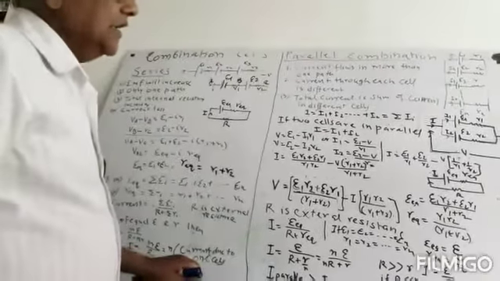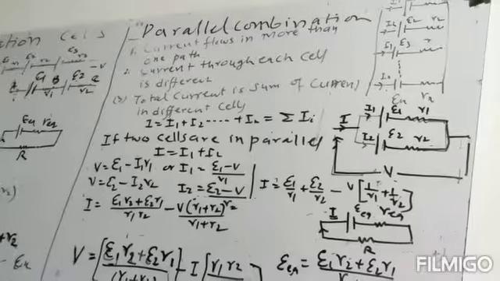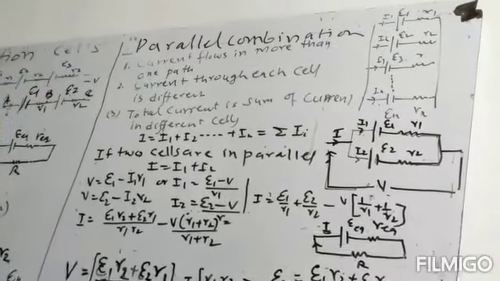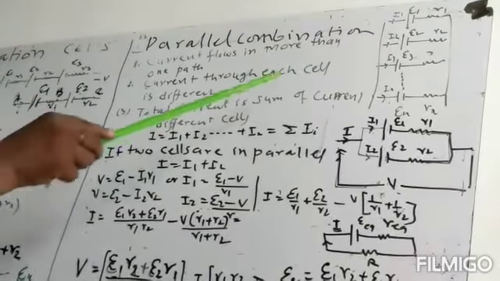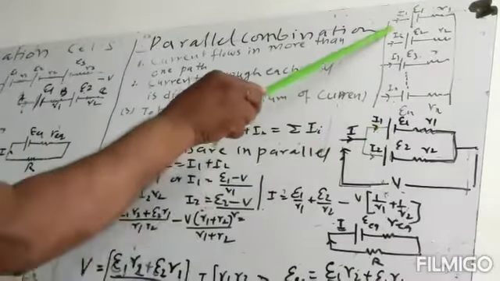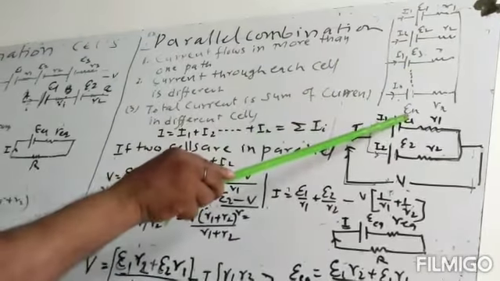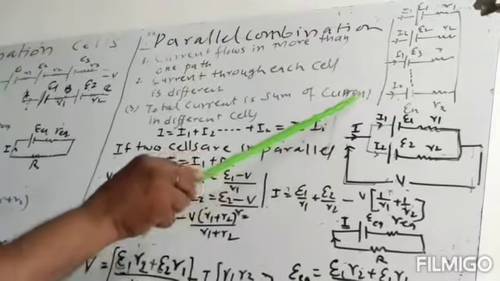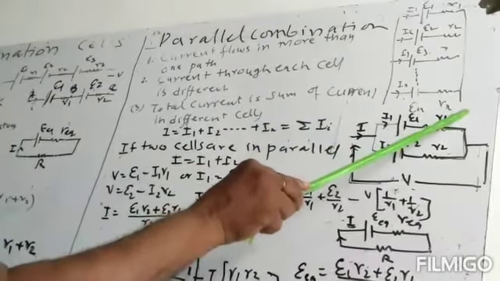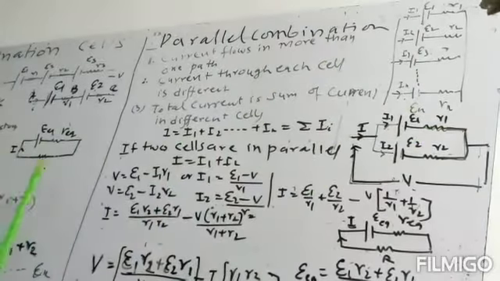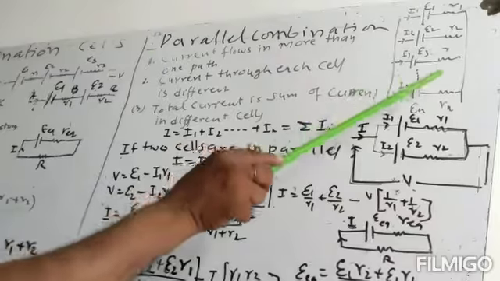In parallel combination, as we have done for the resistances, we can make a parallel combination of cells. In the parallel combination of cells, all the positive electrodes are connected at one point and all the negative electrodes are connected at the next point. So this will be the one positive end and this will be the negative end. In parallel combination, the current will be high.